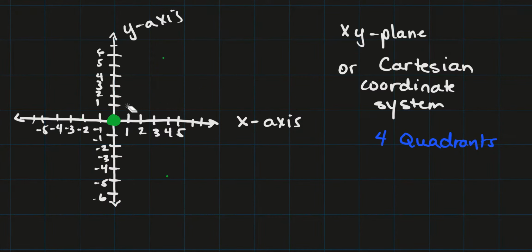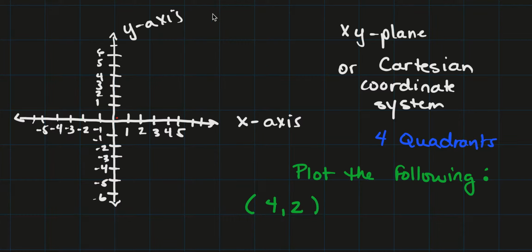Okay, now let's talk about plotting points. I'm going to write some points that I want to plot. So plot the following. I'm going to give you the first point. Let's say 4, 2. What I think I'm going to do is make this graph a little bit bigger so you can see these numbers a little bit better and it's easier for us to plot. So let me just, this little red dot there, okay, got it. Let's make this a little bit bigger.